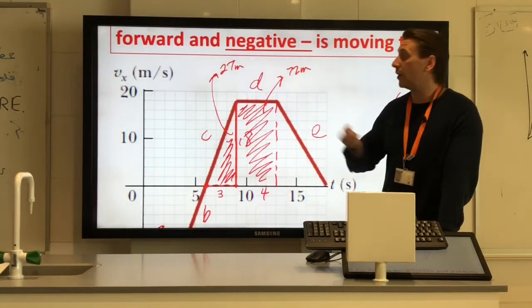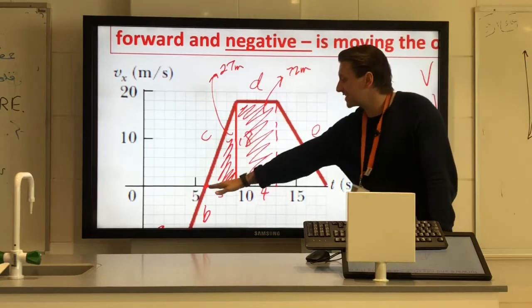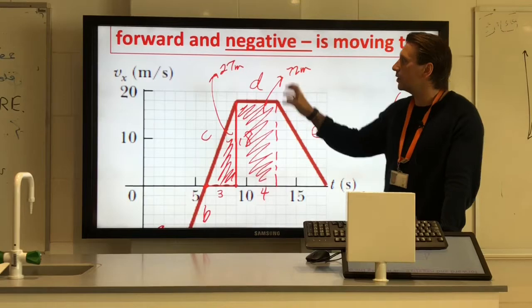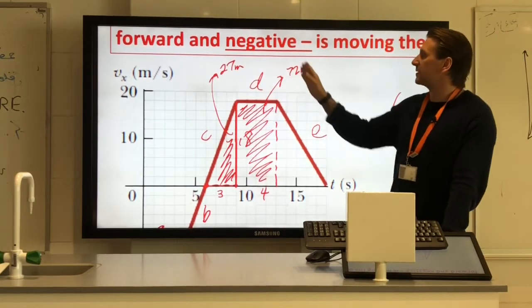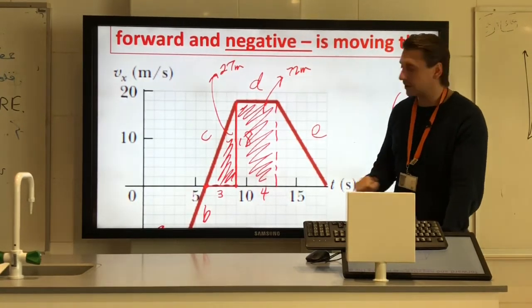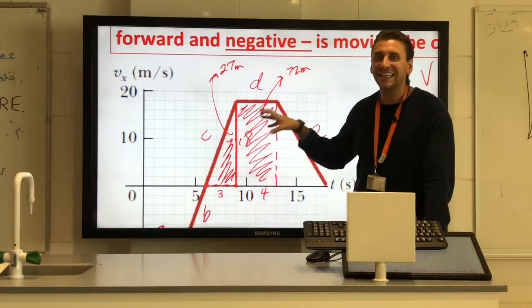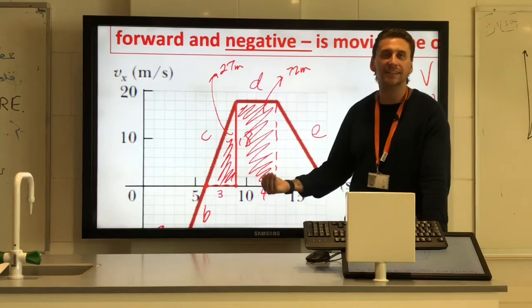But if they said for the whole of sections C and D, from 6 seconds all the way to 13 seconds, then I would do 72 plus my 27, which takes me to 99 meters. So for the total distance traveled across more than one section, you have to find the areas separately and then add them together.